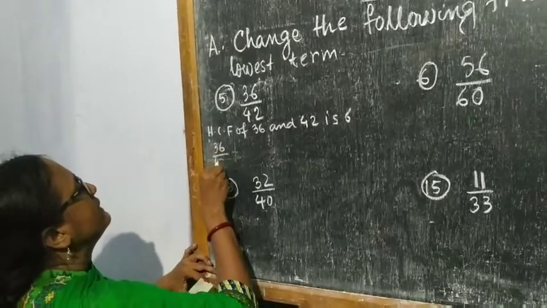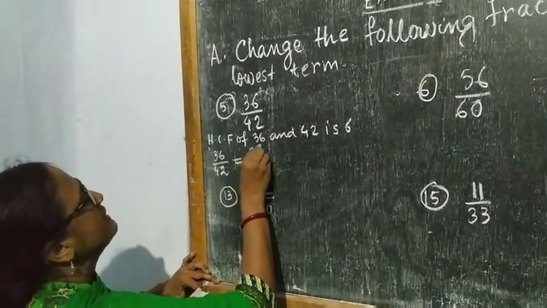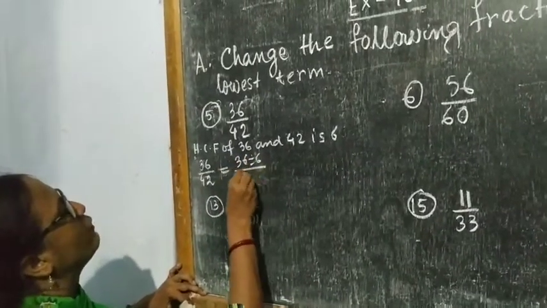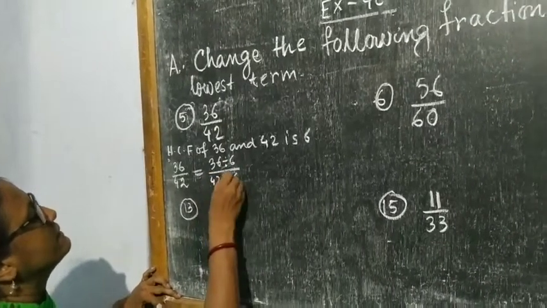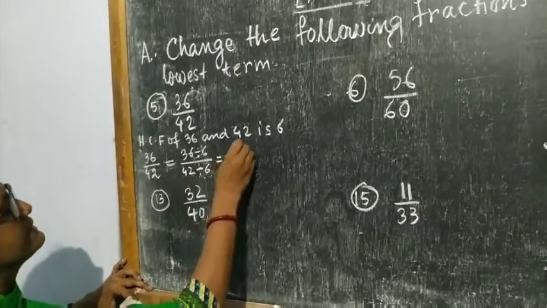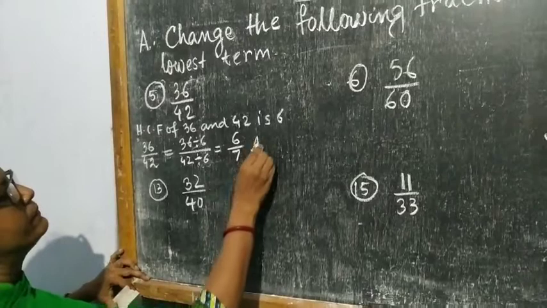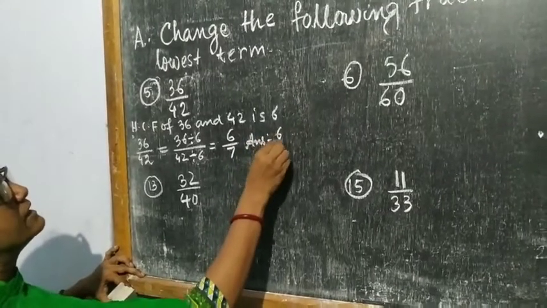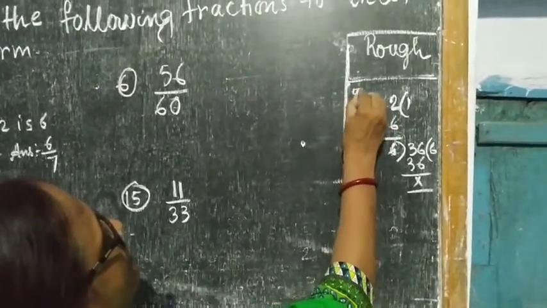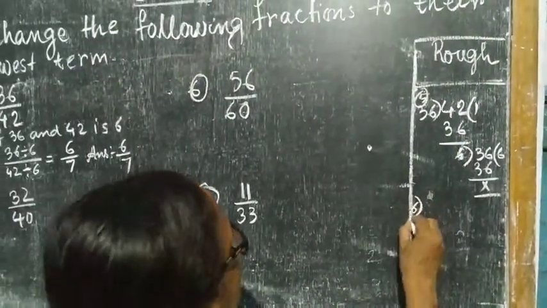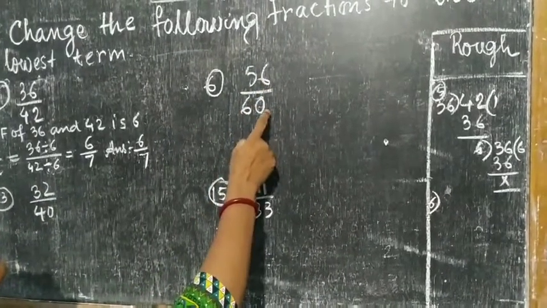So you divide the numerator and the denominator of the fraction 36 by 42 by 6. So 36 divided by 6, 6 and 42 divided by 6, 7. So answer 6 by 7. Next, you find out the HCF of 56 and 60.